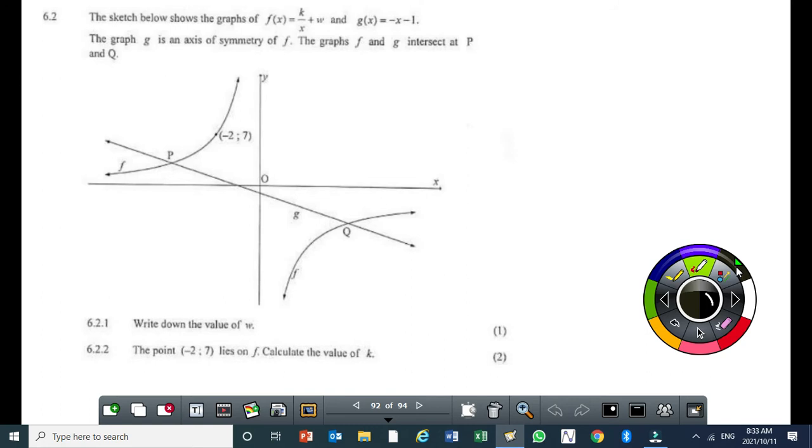So the first question says, write down the value of w. What will be the value of that w there? By inspection.